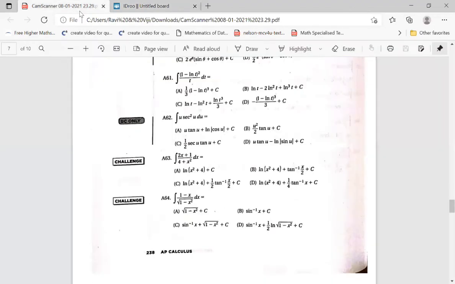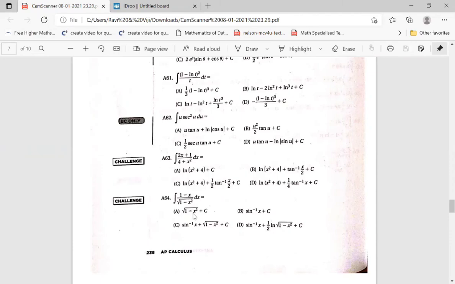Let's see which option is correct. Option C. So we get ln x squared plus 4 plus half tan inverse of x by 2 plus c. So C is the correct option.